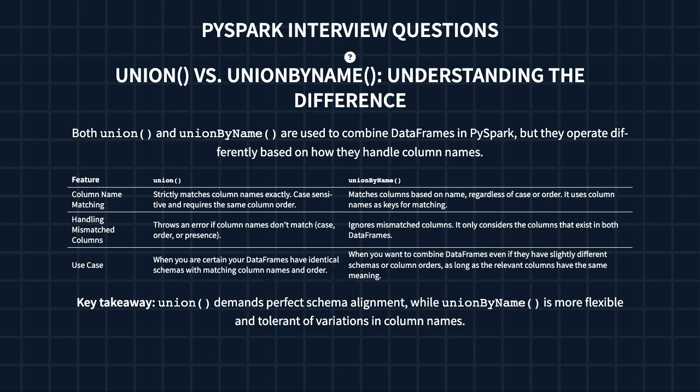On the other hand, union by name is much more forgiving. It matches columns based on their name only, ignoring case and order. If one data frame has a column that the other doesn't, it simply skips that column during the union. So, if you're working with data frames that might have slightly different schemas but you want to combine them based on the meaning of the columns, union by name is your go-to choice.